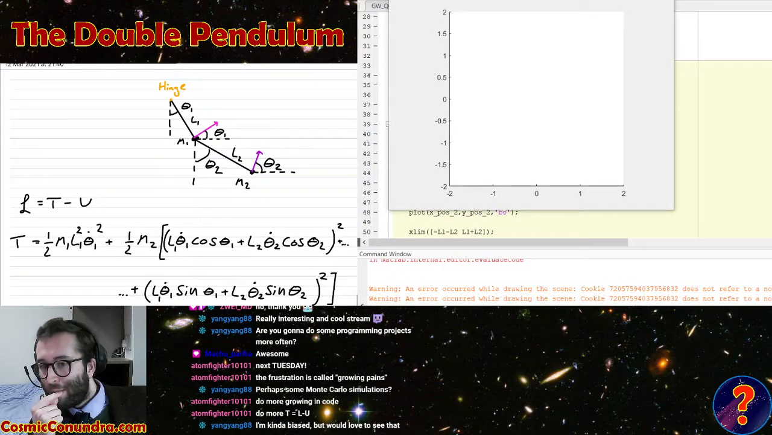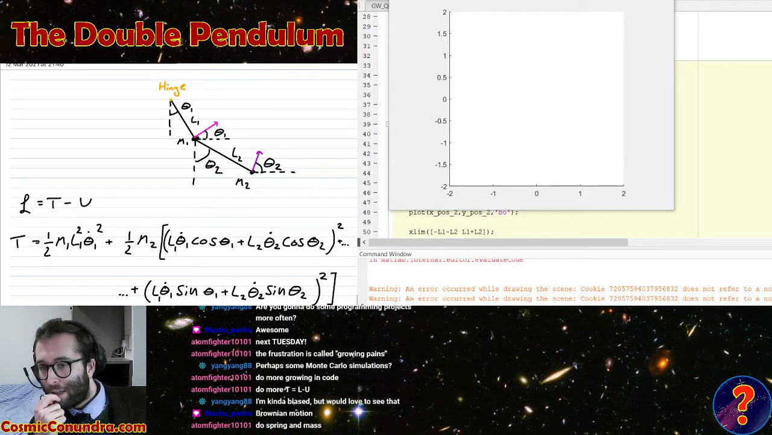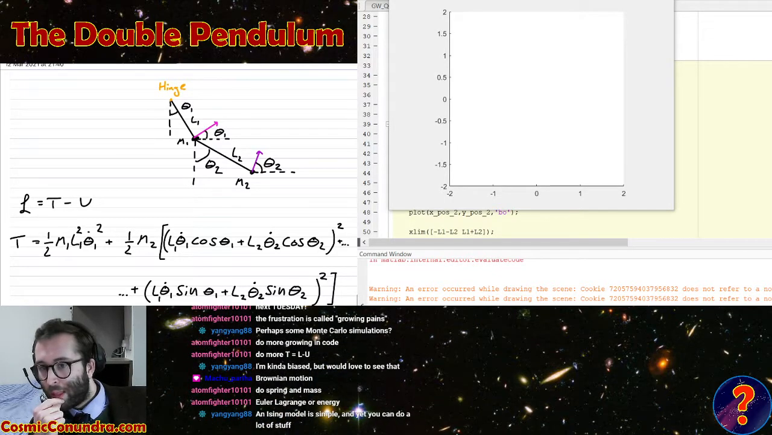More T equals L minus U. T equals L minus U? What is that? You're kind of biased, but you would love to see it. Brownian motion. Ah, that would be fun. Yeah, that could be something. Spring and mass. What do you mean? As in, like, the motion of a mass on a spring?